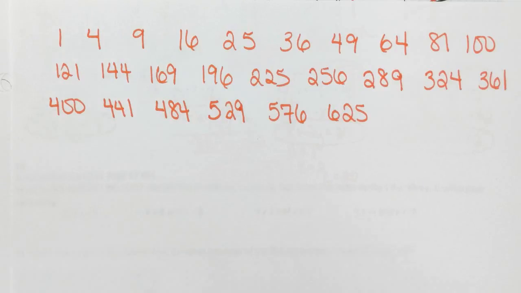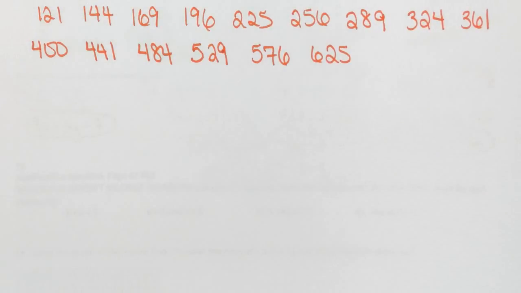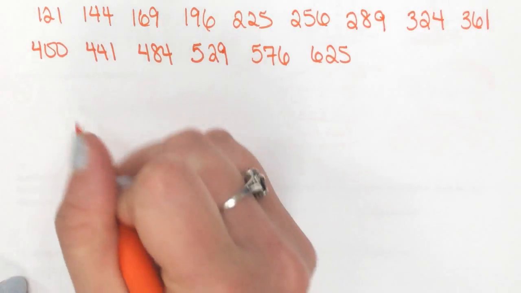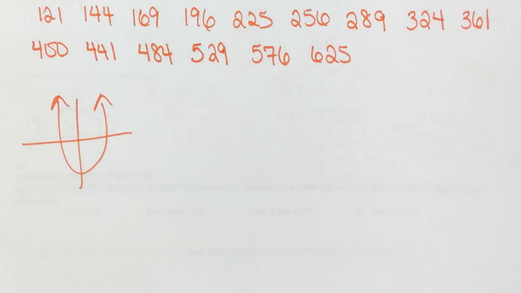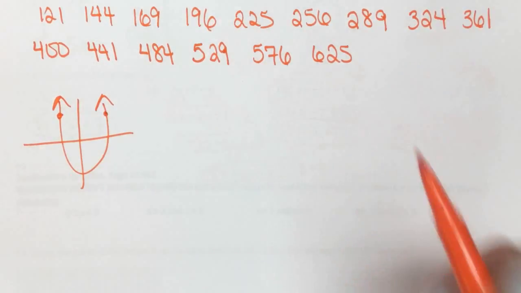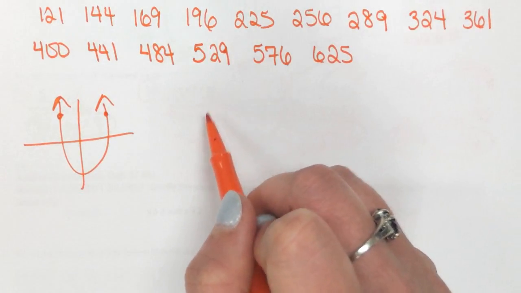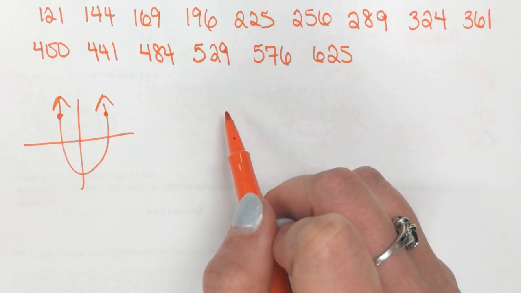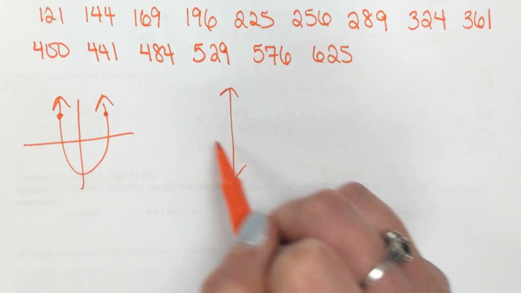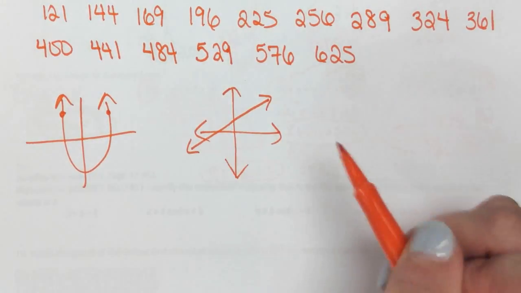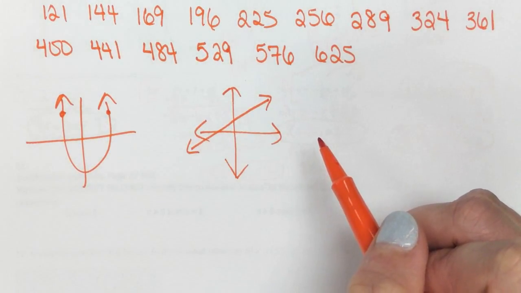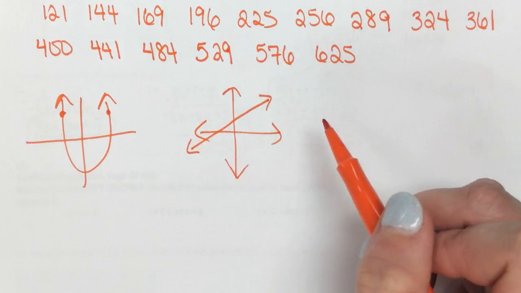Let's review for our quiz today. Let's talk about one-to-one versus onto. What is the difference between one-to-one versus onto? So, is a parabola one-to-one or onto? It is onto because it's got y values that repeat, right? What about the straight line? That is one-to-one, because none of the y values repeat.